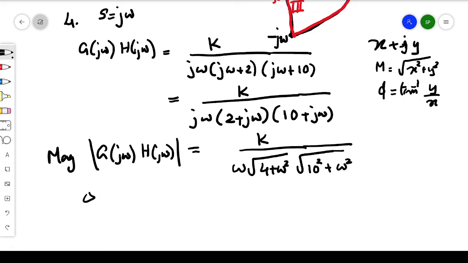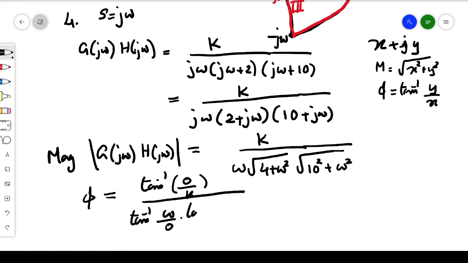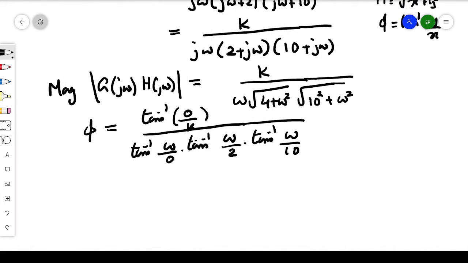And what about the phase angle? The phase angle is tan inverse 0 by K, because this is K plus j0, minus tan inverse omega by 0, minus tan inverse omega by 2, minus tan inverse omega by 10. So this is the phase angle we are getting. Okay, so here tan inverse 0 is 0. Here in the denominator you have tan inverse infinity coming. Tan inverse infinity is nothing but 90 degrees.